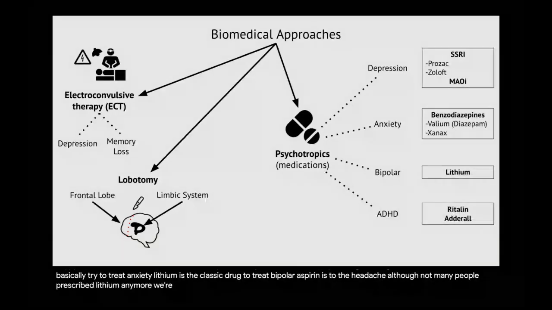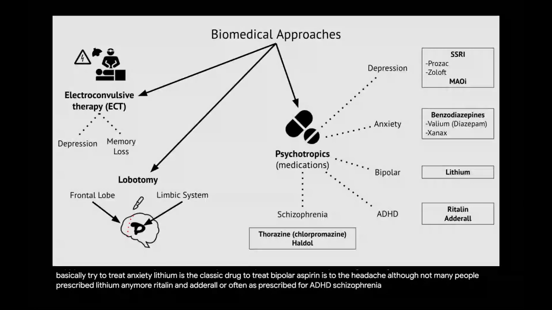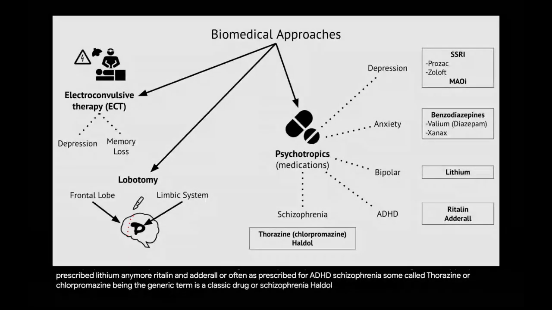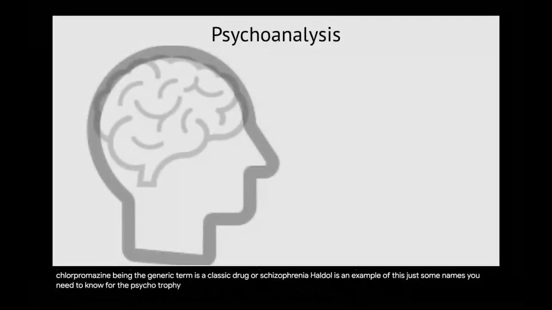Ritalin and Adderall are often prescribed for ADHD. For schizophrenia, something called Thorazine, or chlorpromazine being the generic term, is a classic drug. Haldol is an example of this. Just some names you need to know for the psychotropics.